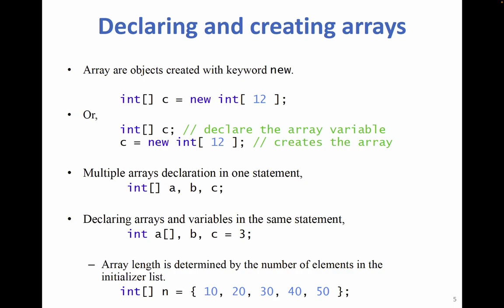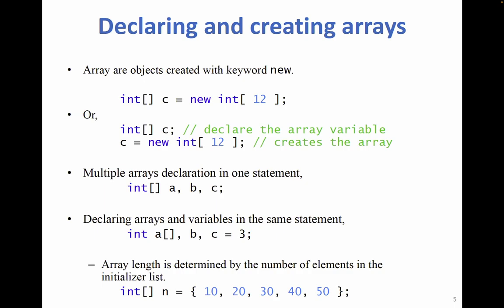This is not also possible. At the time of creating an array, I should say that I need an array that has 12 elements. But of course, I can declare it and then later initialize it. That's also possible. I can declare multiple arrays in one statement, like you can treat it as different data types that we do with the others.